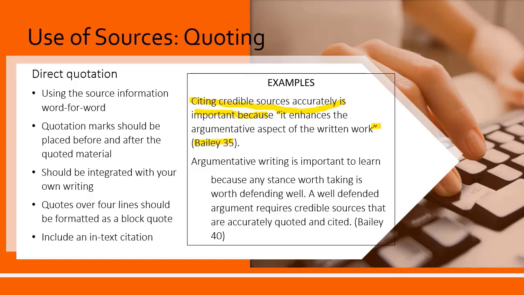The example here is a block quote. This is a quote over 4 lines, so instead of using quotation marks, you indent the whole quote 1/2 inch all the way down. You also should continue to have the citation at the end, except it goes outside of the period instead of inside the period when using a direct quote in quotation marks.